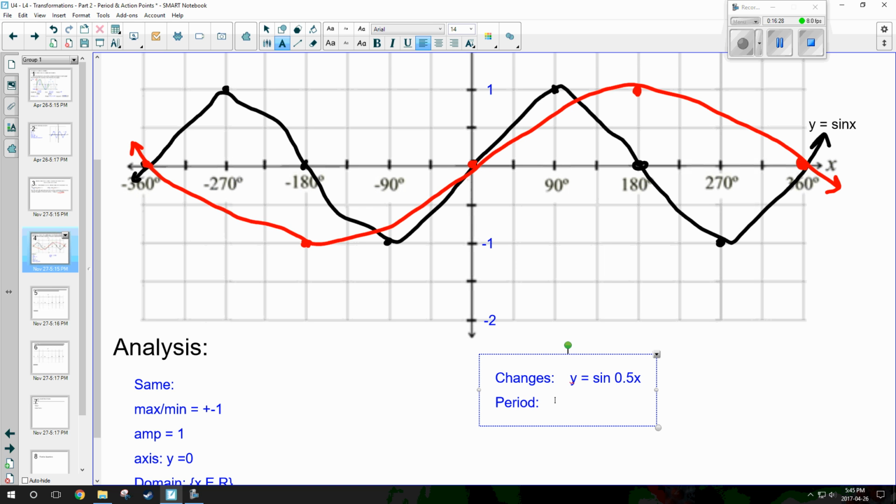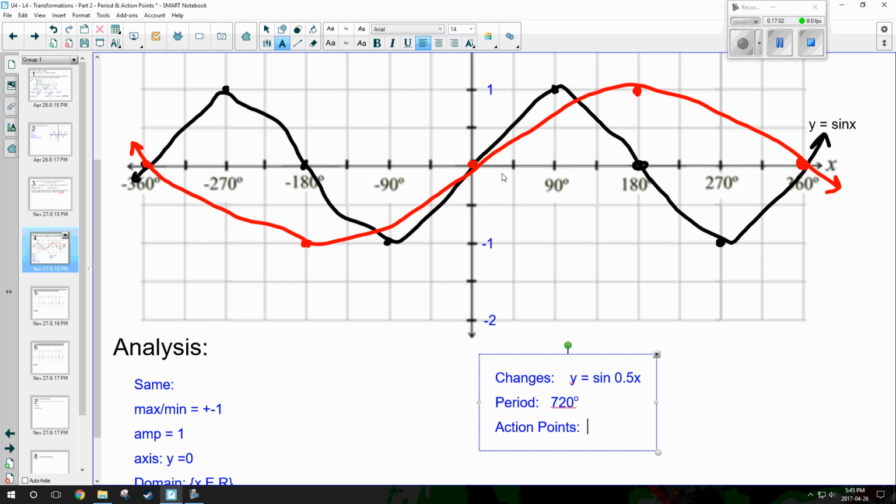So that's a total all the way from -360 up to +360. That's a total of 720 degrees for our period. So that's something that has changed, that our period is now different. Something else that has changed as well, because our period has changed, is our action points. Remember, for our regular sine x, our black graph here, our action points were every 90. So every 90 it would hit an axis, a maximum, or a minimum.